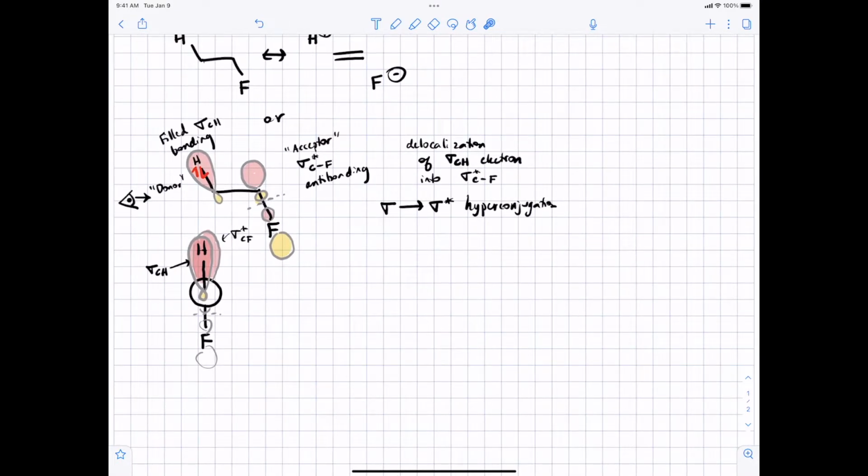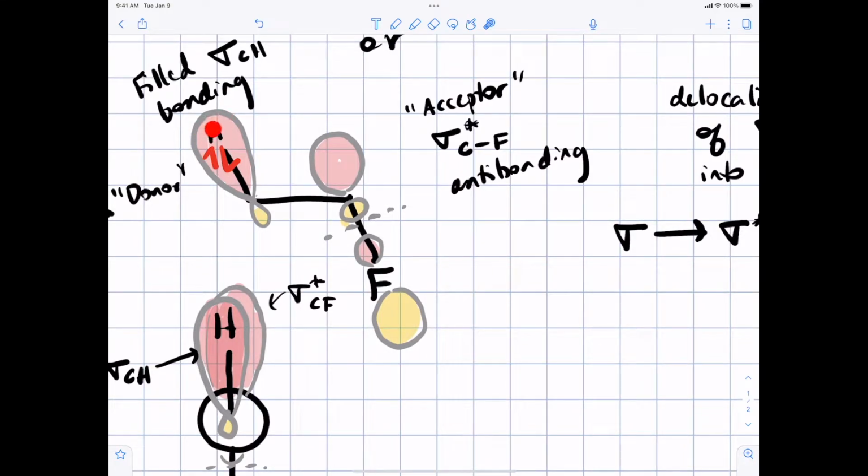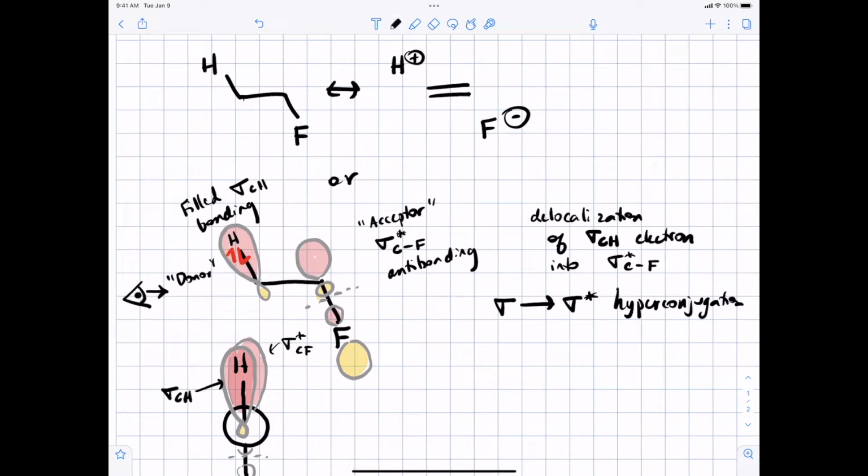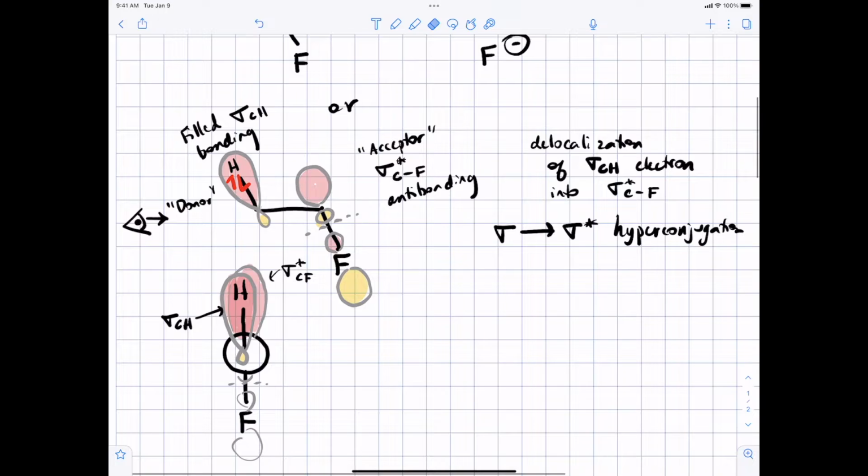And the answer is that it's only partial delocalization of electrons. If you were to remove this proton and delocalize these electrons completely into the sigma star, then indeed the carbon-fluorine bond would break. And what you've just described is an E2 reaction, right? If some base removes this proton, these electrons kick there, and then the leaving group leaves. So that does happen, and it's why the E2 reaction can happen. But in the absence of some base to remove the proton, no, it's just partial delocalization.